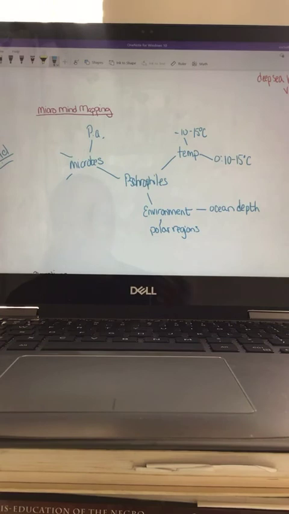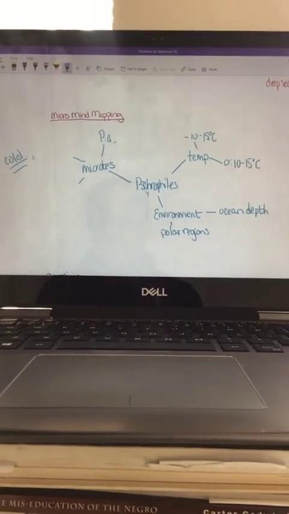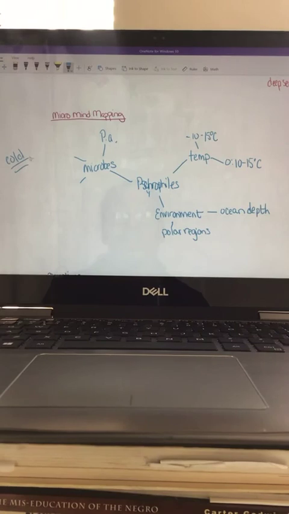It is explaining what you have studied, what you have learned in your own words. So what you can do right here is actually explain your micro mind map. So these are psychrophiles. I'm missing a Y in there. But they are psychrophiles. They are cold loving. Check.